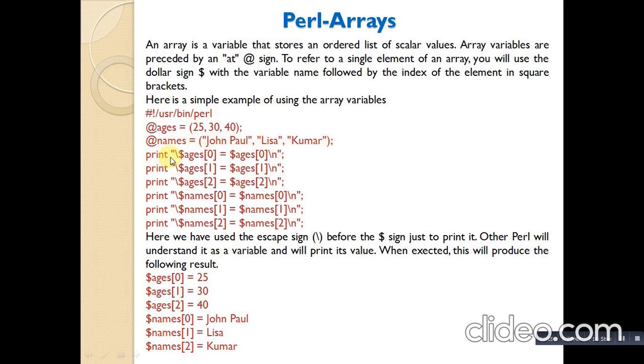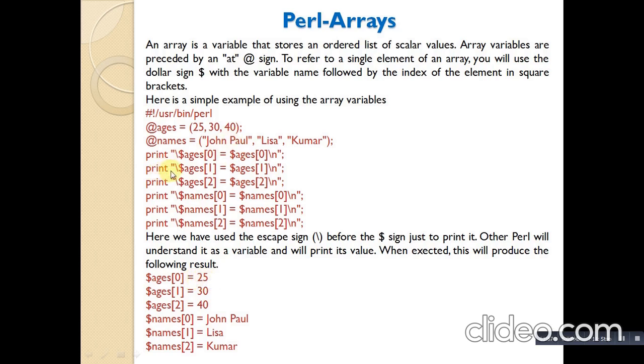Now with the help of the print function we are printing the values, and backslash is the escape sign which prints the dollar symbol as usual. When the dollar symbol prints as usual, the rest, ages of 0, also prints as usual. But when it encounters the next dollar symbol and ages, it is going to print the value of the variable which is available at index number 0, that is 25. You can see at the bottom, the result of this program is 25.